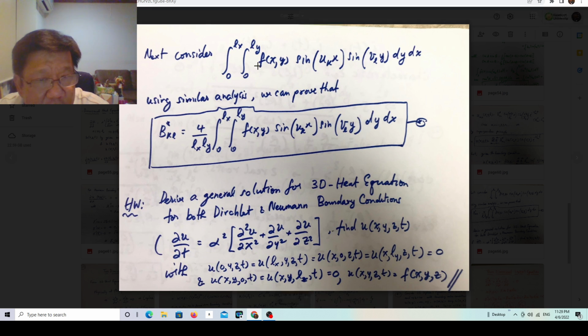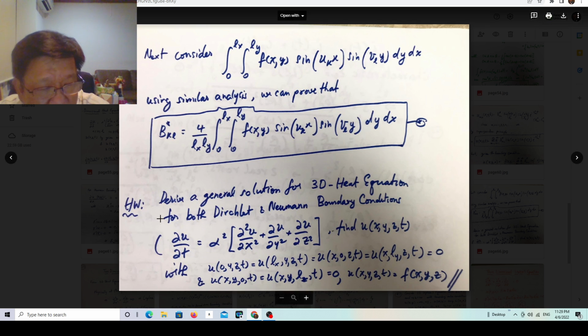Similar analysis, you end up having b kl is 4 divided by L x divided by L y, and the integral here of f of x, y, but instead of cos it becomes sine. And I think that you can see the trend.